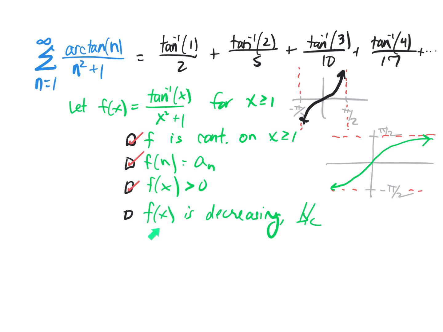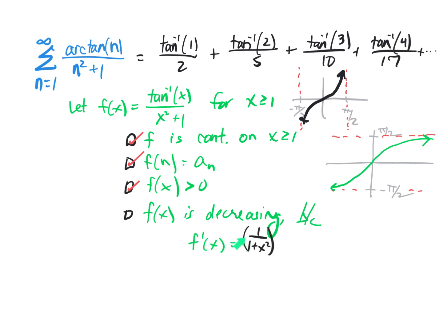Finally, is our function decreasing when x is bigger than or equal to 1? Well, we can see that as x grows and grows and grows, the numerator is just approaching pi over 2, while the denominator is growing very fast. So clearly, these terms are going to 0 and getting smaller and smaller as x gets bigger. But let's go ahead and find f prime and show this very decisively that it's decreasing.